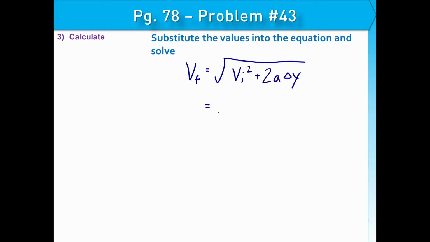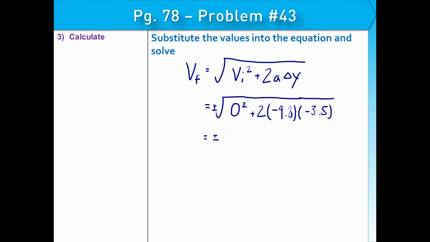Let me go ahead and plug in my values. So if I plug in initial velocity, that was a 0 squared plus 2 times the acceleration, which is negative 9.8, times the y displacement, which is negative 3.5, positive or negative. So again, let me go ahead and simplify this equation.